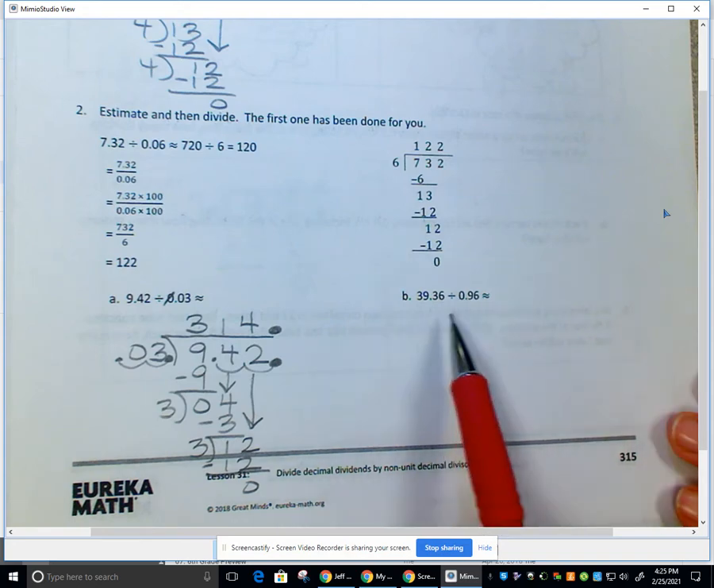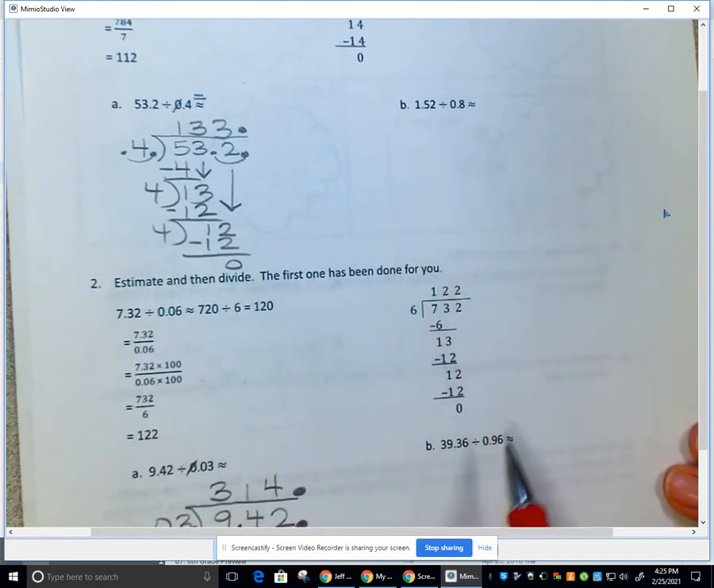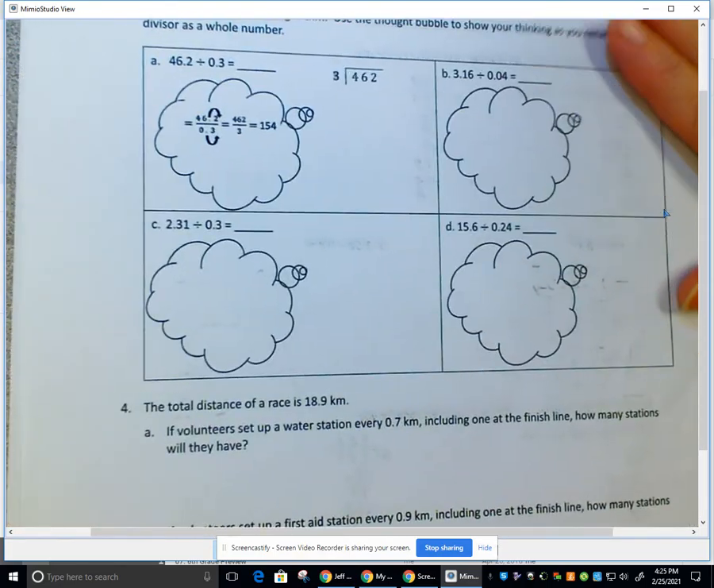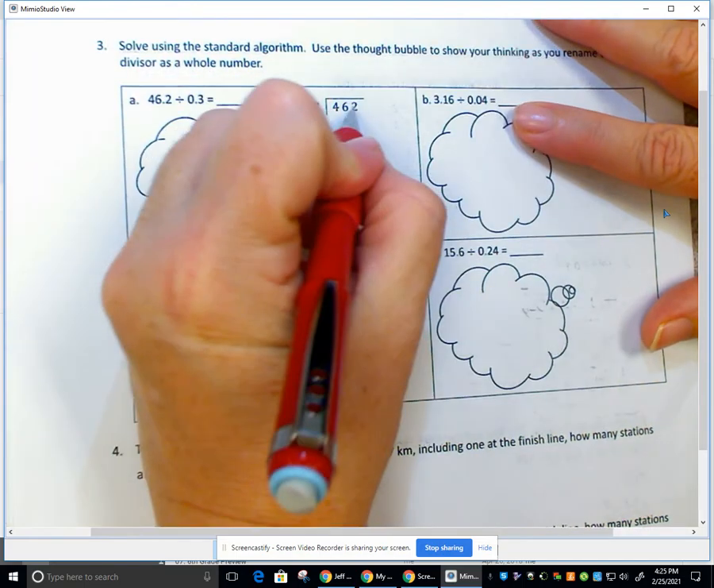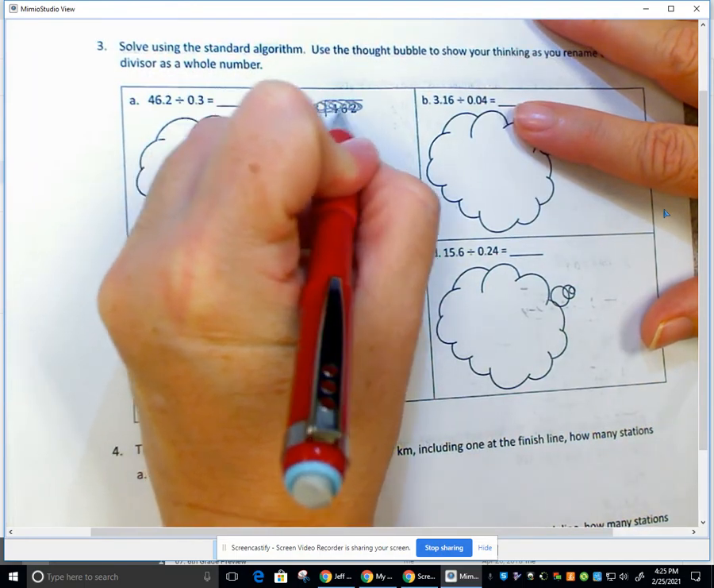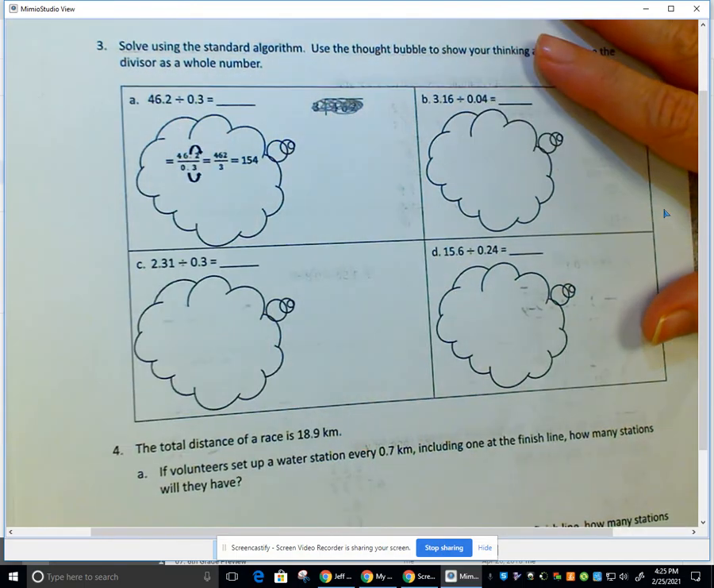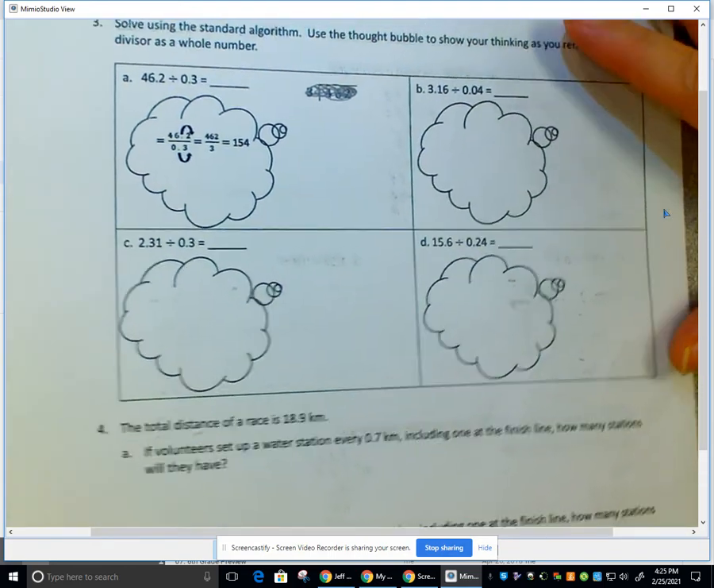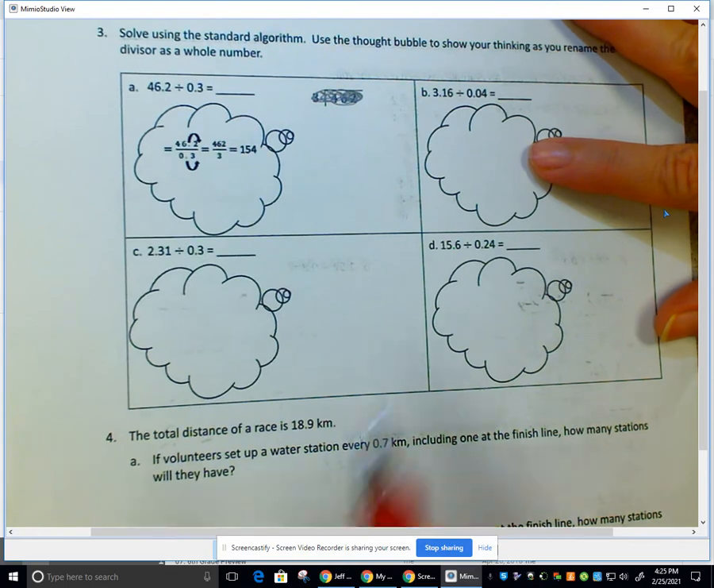You can come back and do these later on your own. I don't want to make this video too terribly long, so let's move on to the other side of the page, page 316. Let's look at what we've got left. And I'm going to carefully scribble that out right there. And you see these thought bubbles? Let's just not worry about those right now. We are just going to do the algorithm right now.